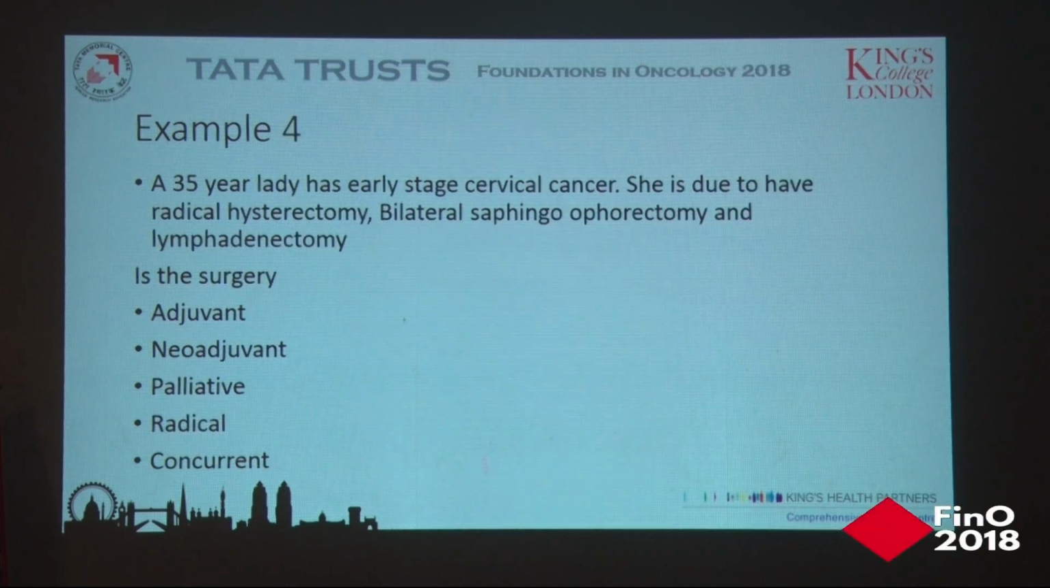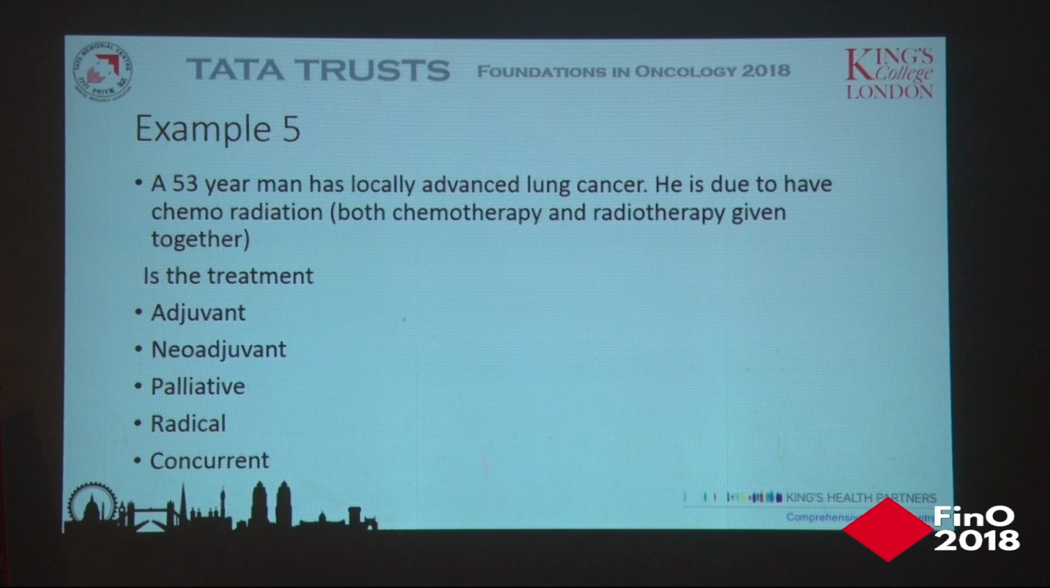Number 4. A 35-year-old lady has early stage cervical cancer. She is due to have a radical hysterectomy, bilateral salpingo-oophorectomy, and lymphadenectomy. Is this surgery curative? Excellent. And the last one. A 53-year-old man with locally advanced lung cancer is due to have chemoradiation, both chemotherapy and radiotherapy given together.